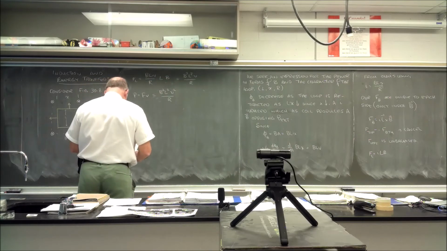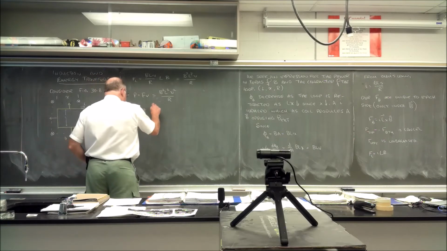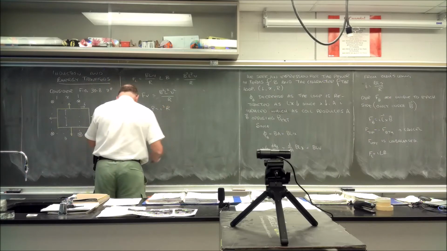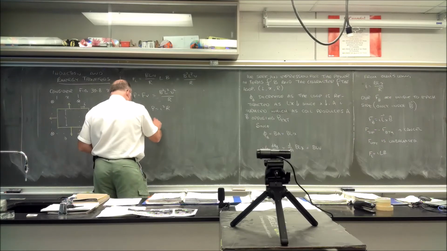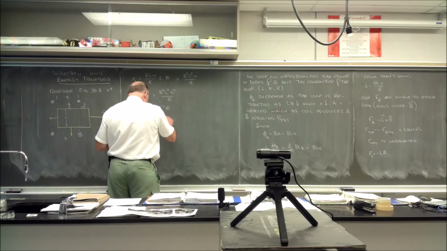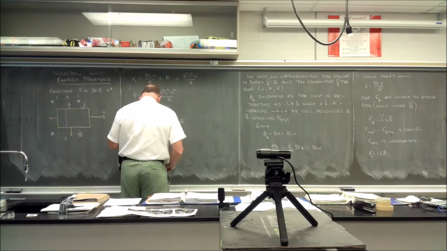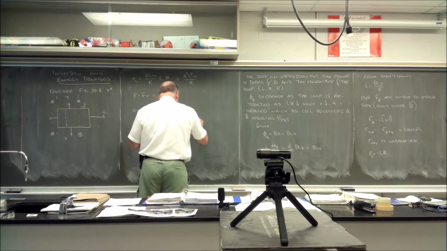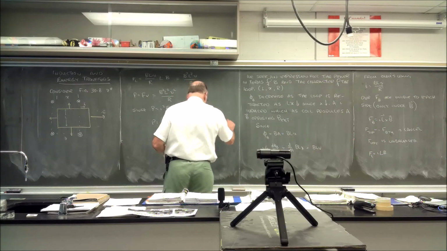And you can see also here, since P is equal to I squared R, then we would have P is equal to quantity BLV over R, quantity squared, times R, and this is equal to B squared L squared V squared over R, which is, of course, the thermal energy rate.